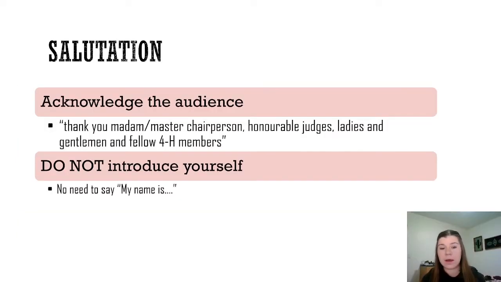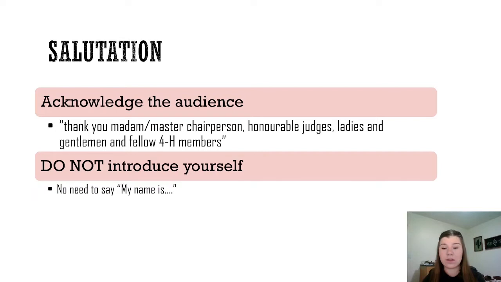Next up is your salutation. This is a part of your speech that is very important to include. Your speech or presentation is not complete if you don't have a salutation. Within your salutation, you are acknowledging the audience. It's very important to acknowledge the audience when you're starting out, since they took time out of their day to come and listen to you, so you really want to acknowledge their presence.